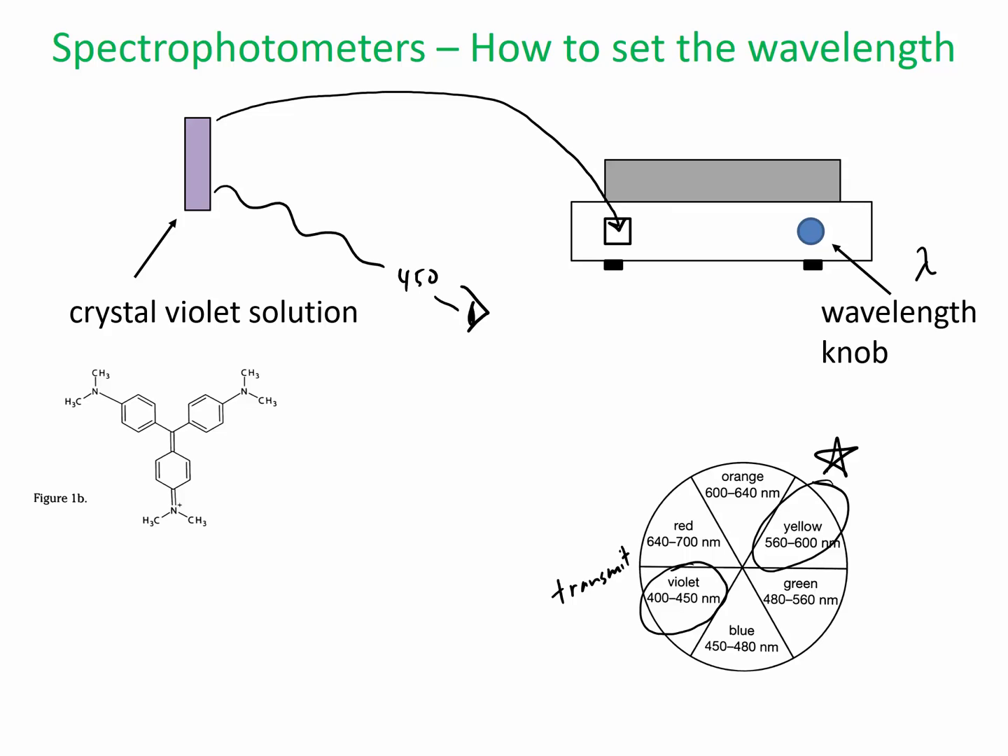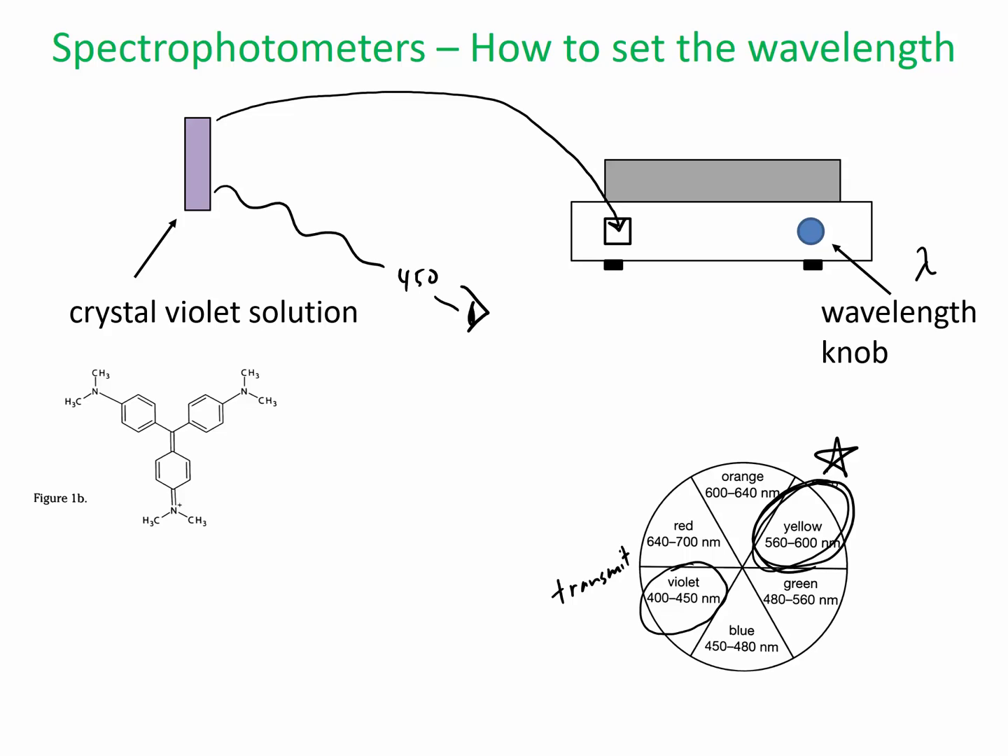There's another lab where we take colored food dyes, such as red fruit punch and blue Gatorade, and the blue one is obviously going to transmit this color. So on that experiment, we would set the machine at around 600 to 640 on the knob. For this crystal violet one, though, it's going to be around here, the wavelength we're going to be setting it at. That's going to be the optimal wavelength.